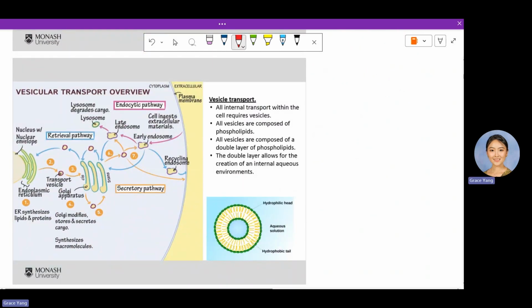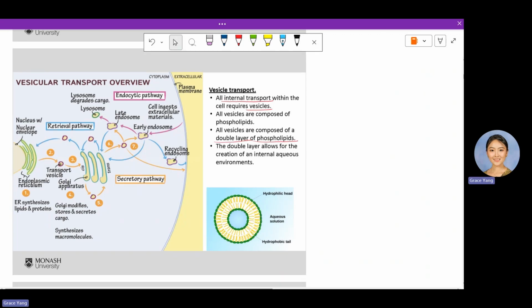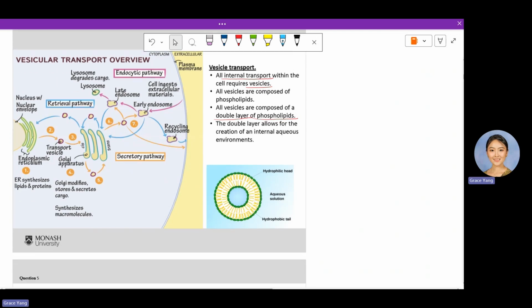All right, so here again, just some definitions. Please note that all internal transport within the cell requires vesicles, okay? And vesicles are made by a double layer of phospholipid, and that is exactly the same molecule that makes up the cellular plasma membrane. So it's also double layered.